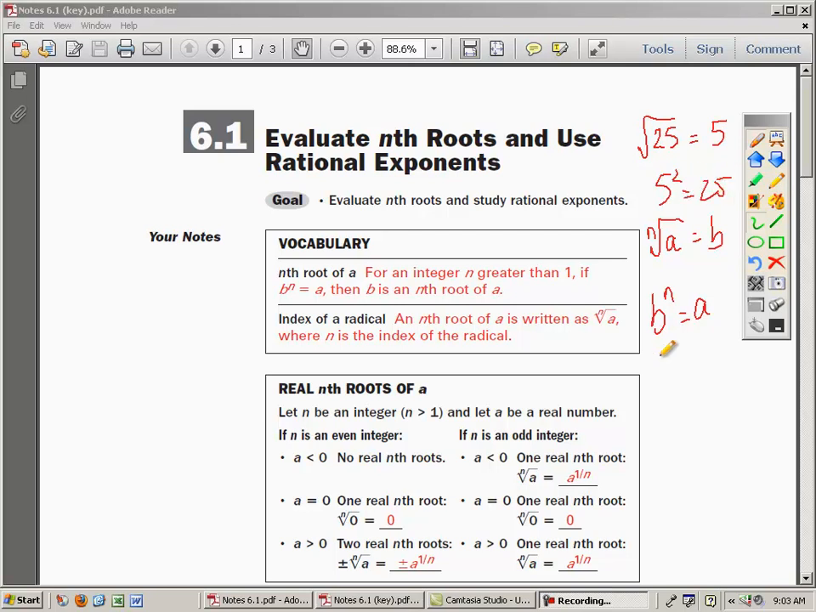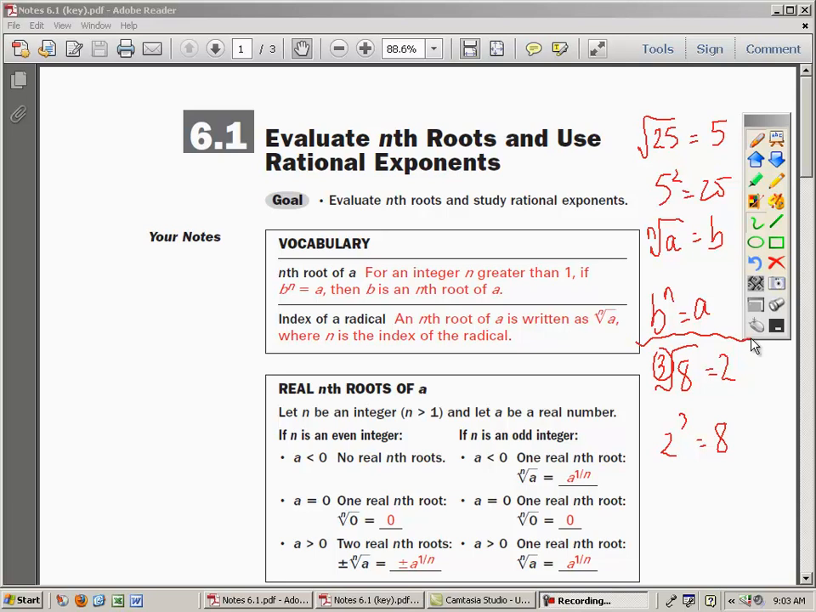Now we can talk about things like the third root of 8 is equal to 2 because 2 to the third power is equal to 8. So this idea of taking other roots besides just the square root is going to be kind of permeating as we go through Chapter 6.